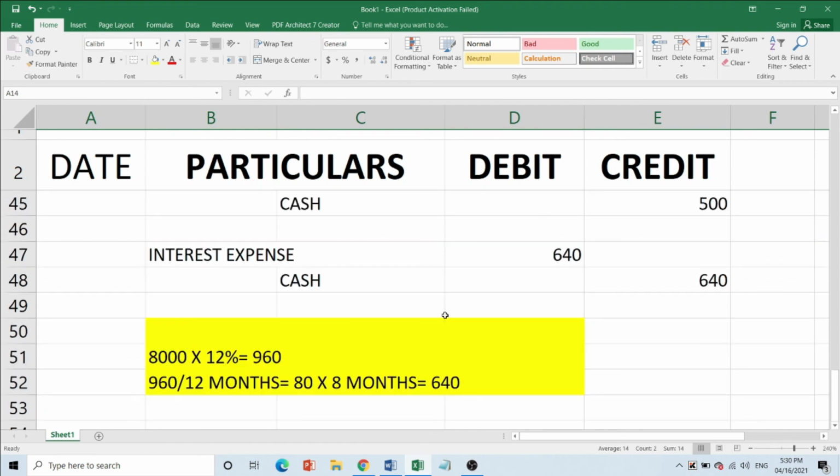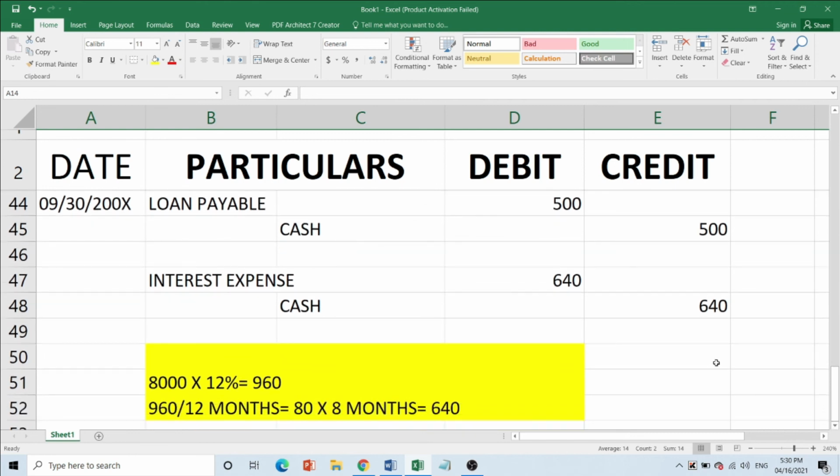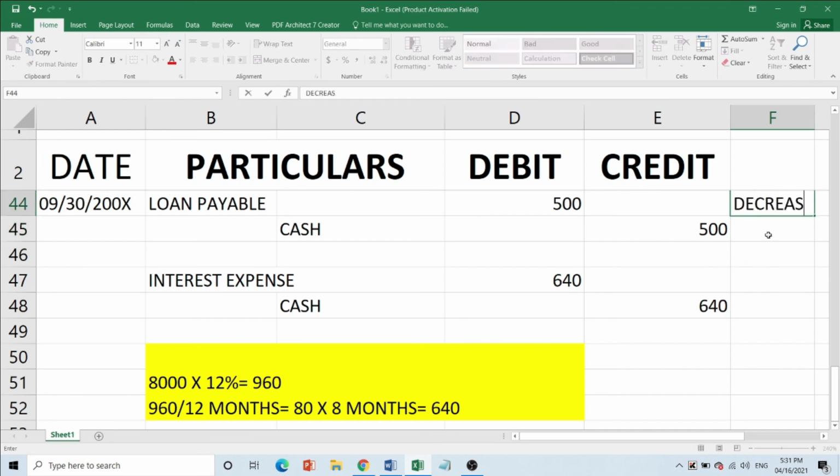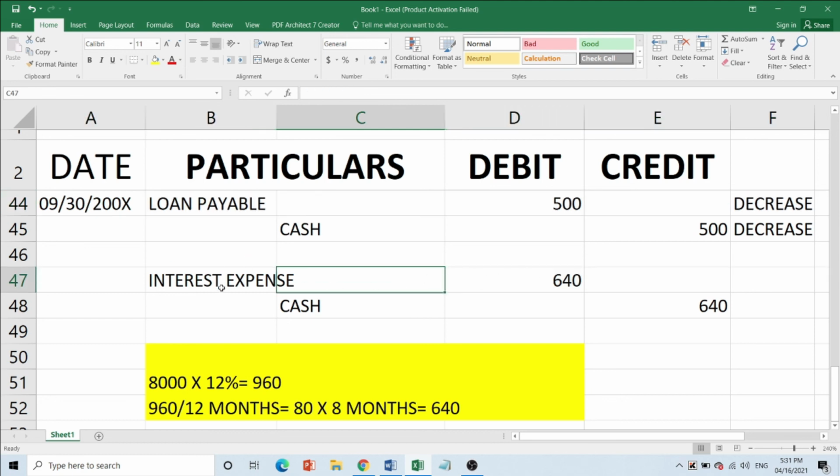Tingnan natin naman yung explanation natin dito sa interest expense. Anong effect sa ating accounting equation? Kasi in every transaction, we must always see to it na yung accounting equation natin is equal pa rin after we analyze correctly the transaction. Loans payable, liability, decrease in liability, decrease in asset, in total, decrease equals decrease. Equal yung nangyari sa ating accounting equation na assets equals liabilities plus equity.